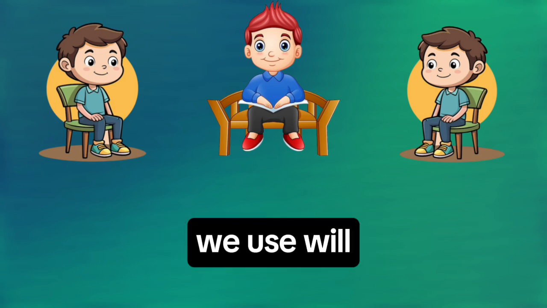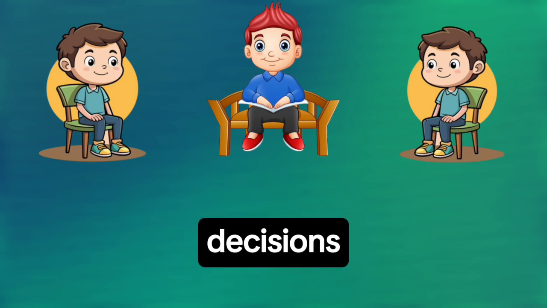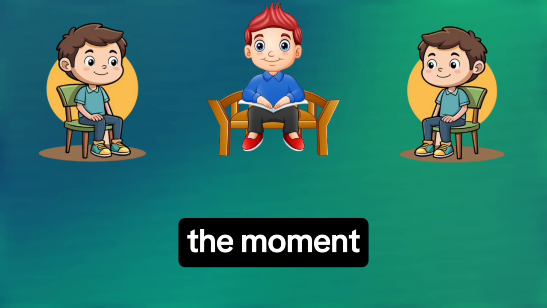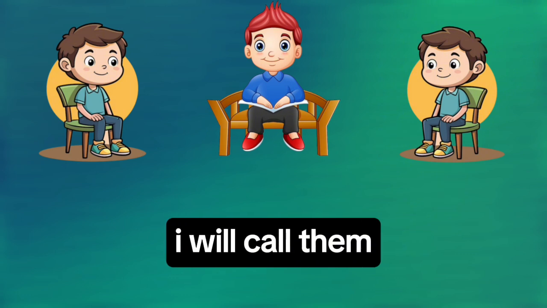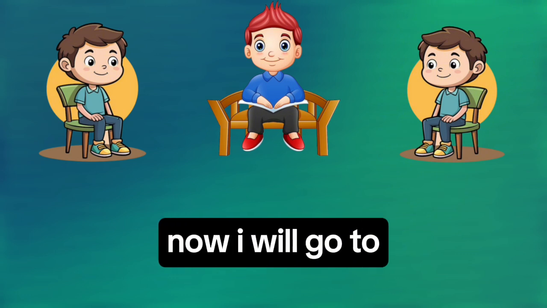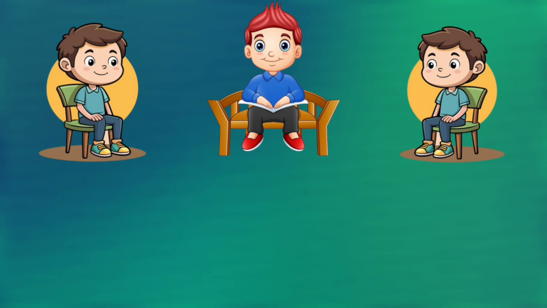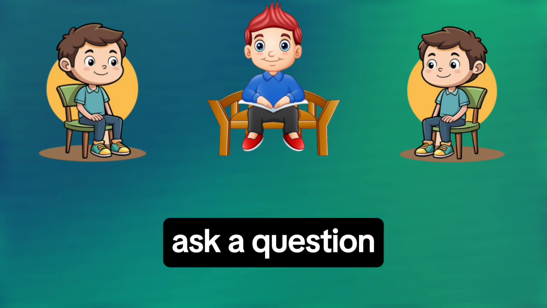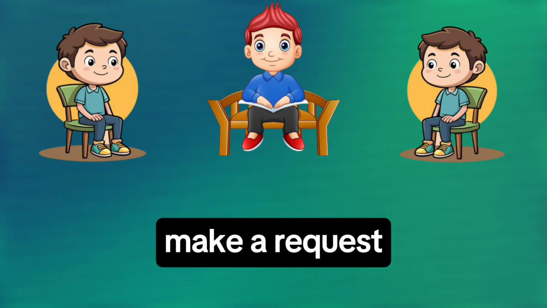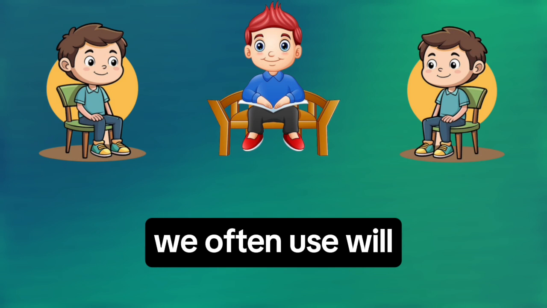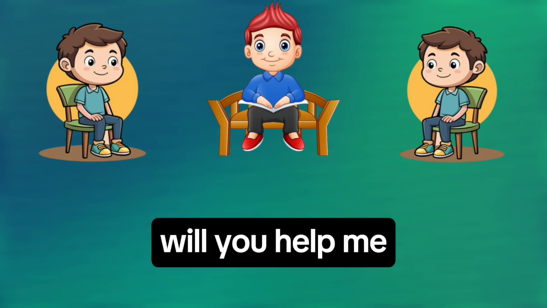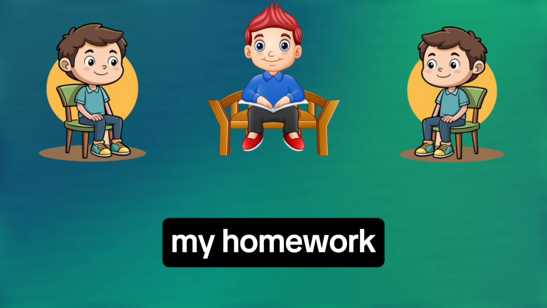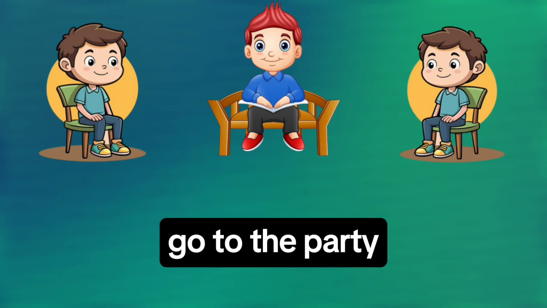We use will when we talk about decisions we make at the moment. For example, I will call them now. I will go to the party. When we ask a question about the future or make a request, we often use will. Will you help me with my homework? Will you go to the party?